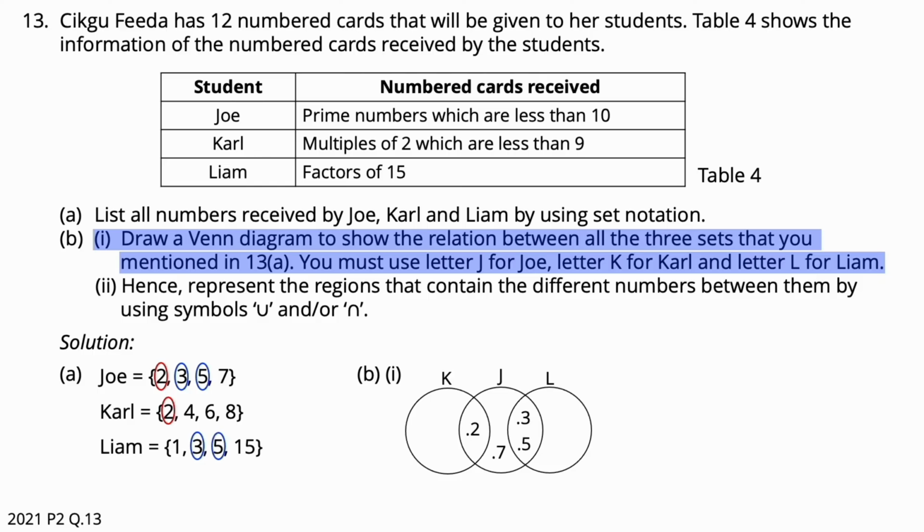Joey is left with the number 7. Carl is left with the numbers 4, 6, and 8. And Liam is left with the numbers 1 and 15.